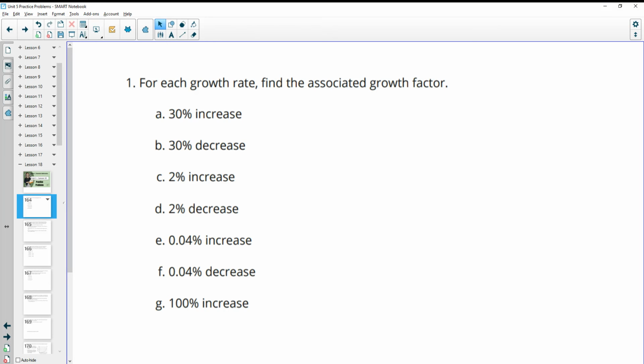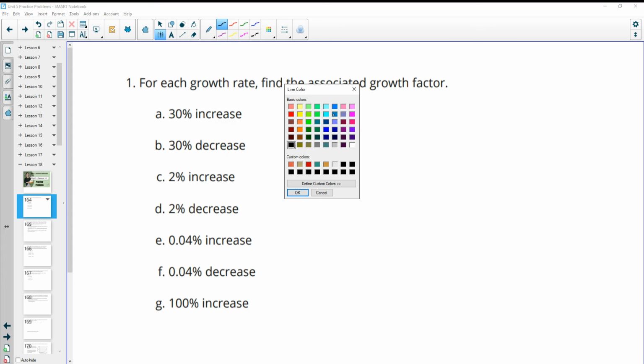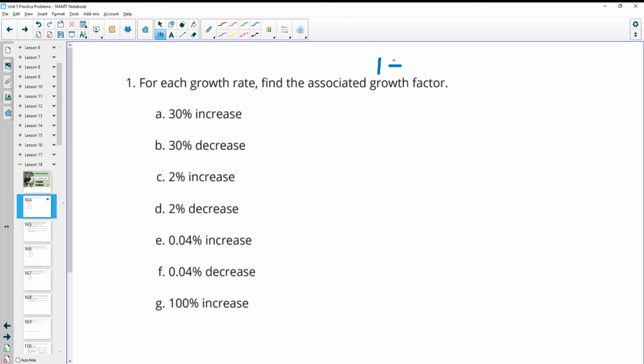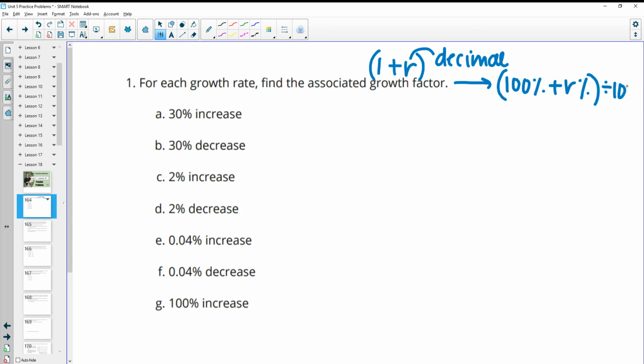Number 1 asks us, for each growth rate, find the associated growth factor. So remember that the growth factor is going to be 1 plus the rate. And if you do it like this, then you need the rate as a decimal. You can also do 100%. So if you want to do it with percents, you can do it as 100% plus the rate as a percent, and then change this into a decimal. And we change a percent into a decimal by dividing by 100 or moving the decimal back 2 places.